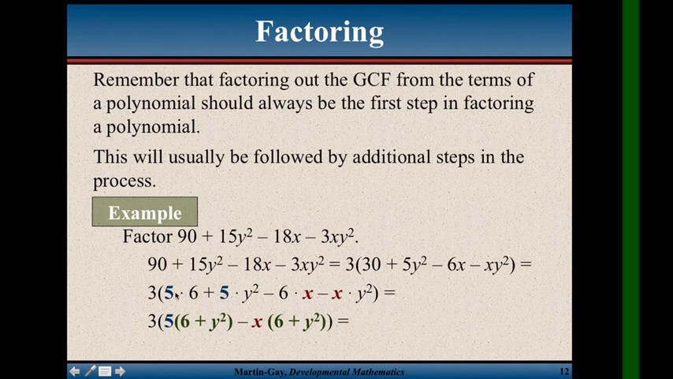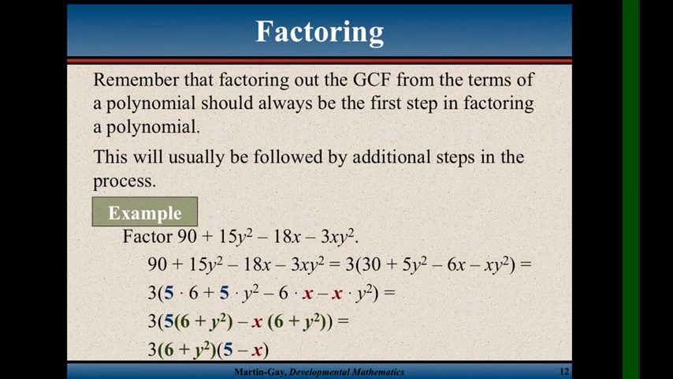So we just take out 5. So we have 6 plus y squared minus x times 6 plus y squared, because when you multiply negative x to 6 is negative 6x. That's correct. And negative x times y squared is negative xy squared. So that will be our answer for this last example.